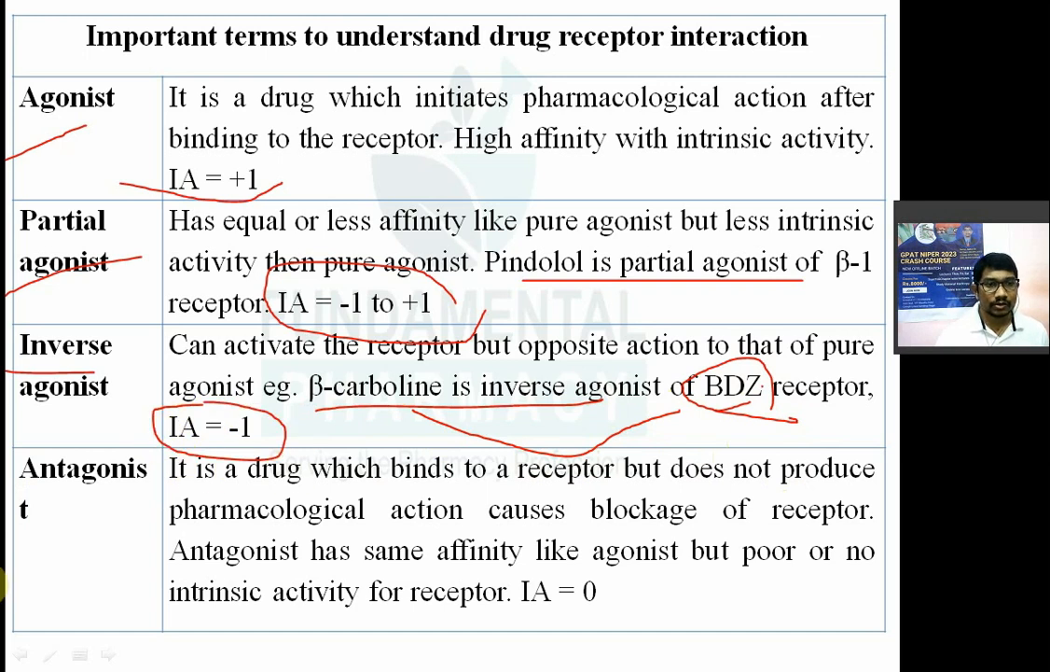Antagonists are the drugs which will combine with the receptor and will cause blockage of the receptor, but will not produce any pharmacological effect. So it will not have any intrinsic activity, meaning the intrinsic activity is zero. It will only produce receptor blockage.